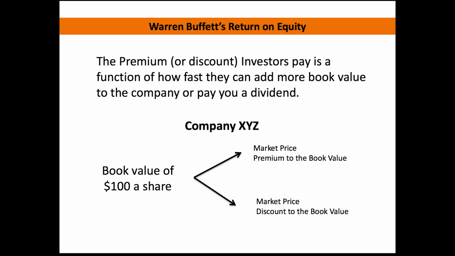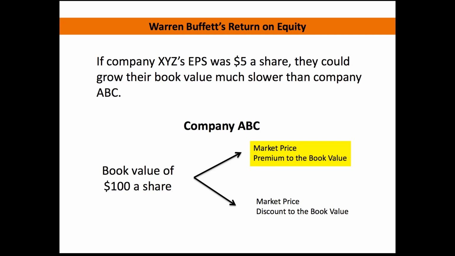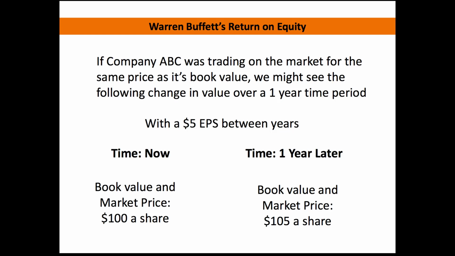people are going to pay a premium or a discount to that $100, okay? And let's say that XYZ's earnings per share is also $5 a share, okay? So they can grow their book value at that rate. They can't grow it any more than that because they're not making any more money than that. So the most that we could expect, okay, in 1 year, time right now is that their book value is $100 per share. Next year, if they make an EPS of $5 a share, the most they're going to be able to add to the book, generally speaking, is $5.